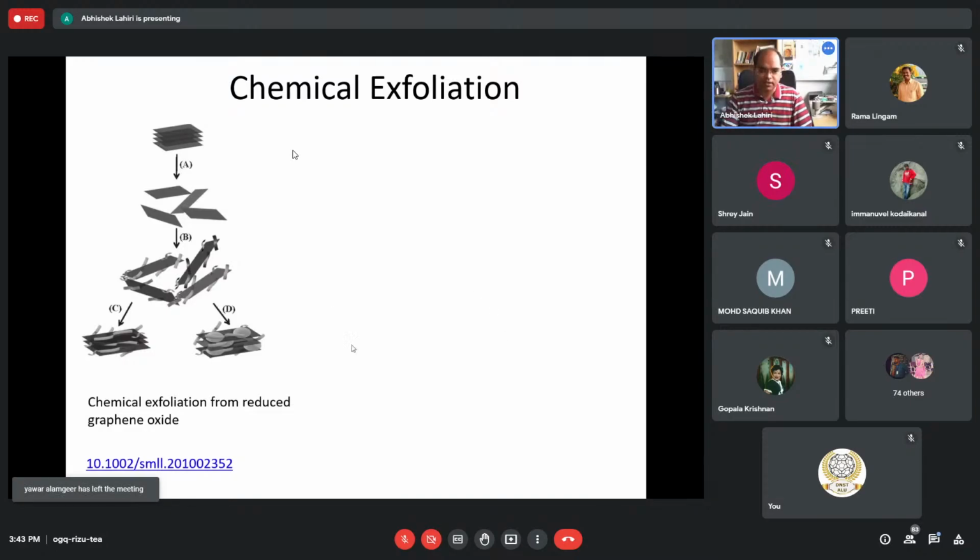Before that, I would like to say that there is one technique for chemical exfoliation which is based on reducing graphene oxide. Although you can reduce graphene oxide, it's not a very useful technique for developing graphene, because if you're looking in terms of conductivity, your conductivity is always going to be pretty low for reduced graphene oxide.